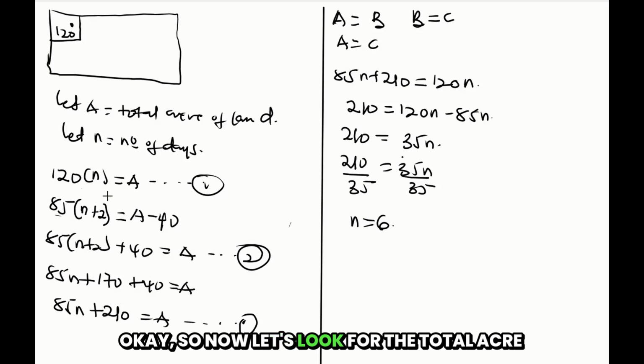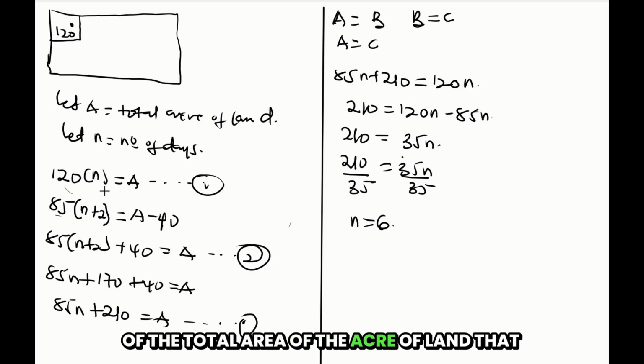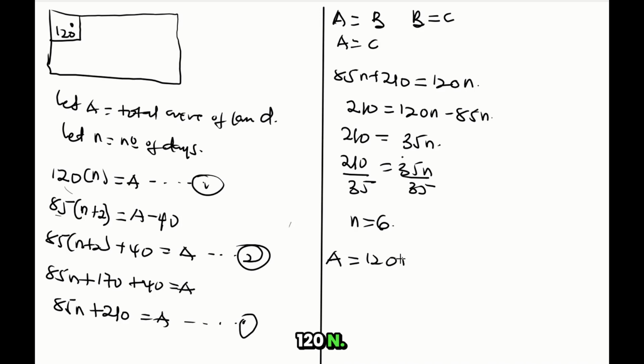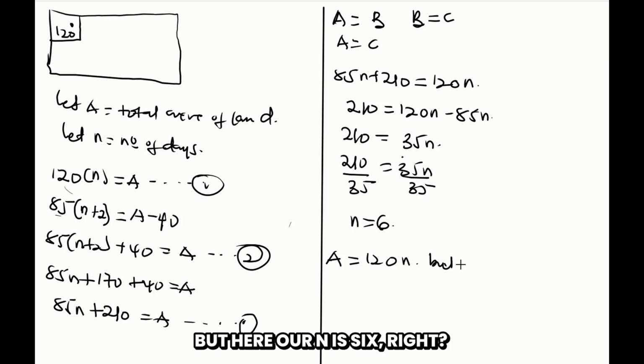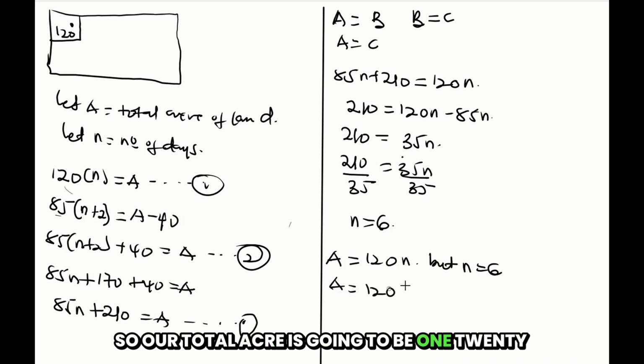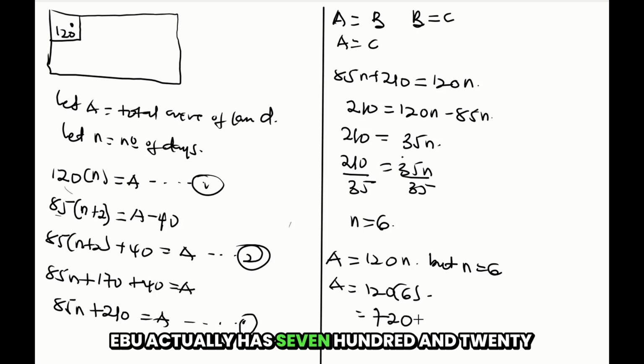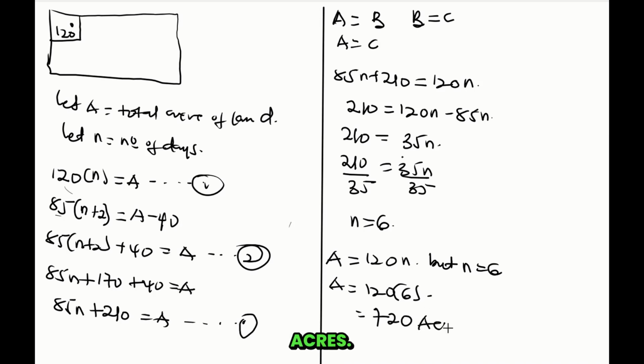Okay, so now let's look for the total area of the acre of land that he has. So our A is going to be equal to what? 120n. But here our n is 6, right? So our total acre is going to be 120 times 6. And this is going to be equal to 720. So it means that Mr. Edu actually has 720 acres.